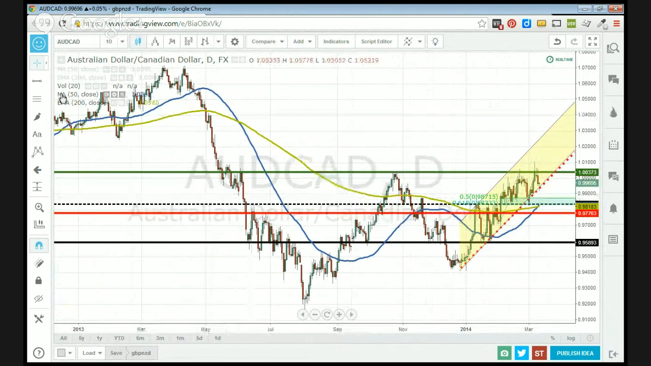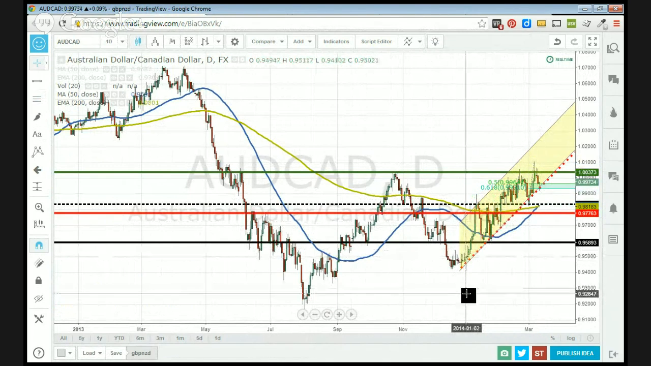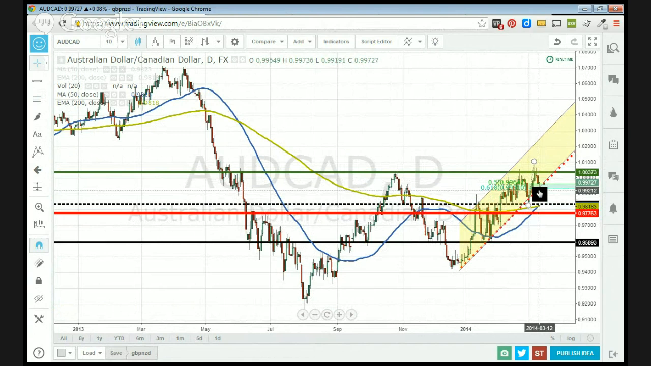Well, maybe not. There could be justification for entering now. Yeah, I mean, we have a hammer pattern. It's off the bottom of the channel, and if we go from this swing low to this swing high, we do cut through a 61.8 Fibonacci line. So that's interesting. Going long Aussie Canada.